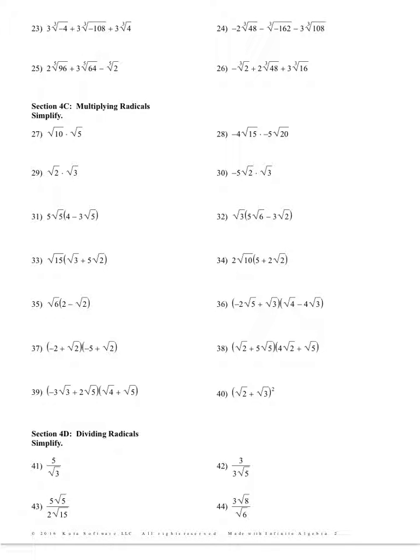Next one we're going to look at is number 38 right here. Okay, and now I have a binomial radical, square root 2 plus 5 square root 5. It's got two radical terms times another binomial. So think about what you did algebraically. You're going to do the same thing. You're going to either FOIL or distribute twice, whatever you want to call that.